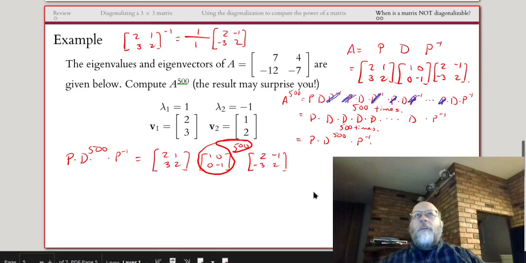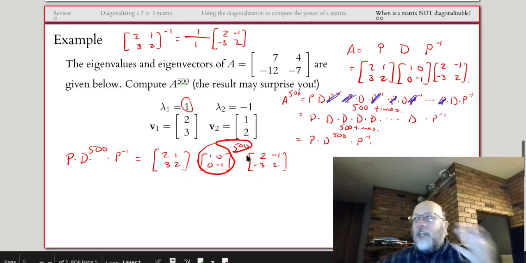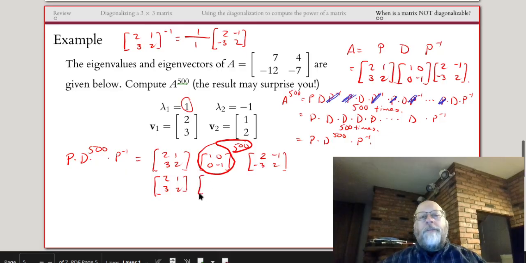Because a diagonal matrix only represents scaling. E1 just scales by a factor of 1. And if you scale by 1, there is no change. And it doesn't matter whether you do this 1 time or 500 times. If there's no change at any stage, then E1 is going to stay exactly the same. This is going to be just 1 times 1 times 1 times 1, 500 times. And that's still just [1, 0].